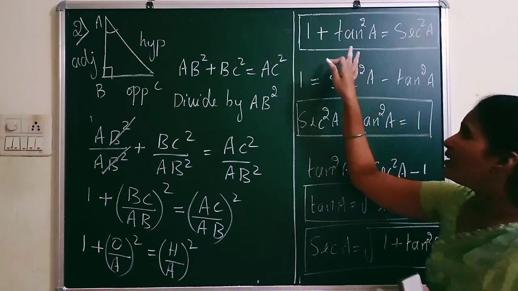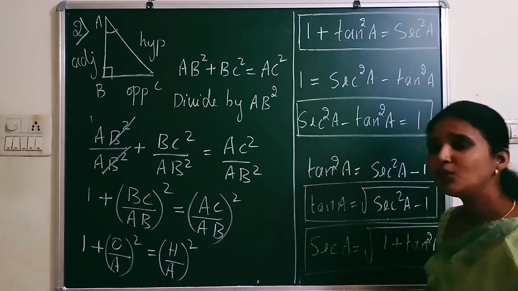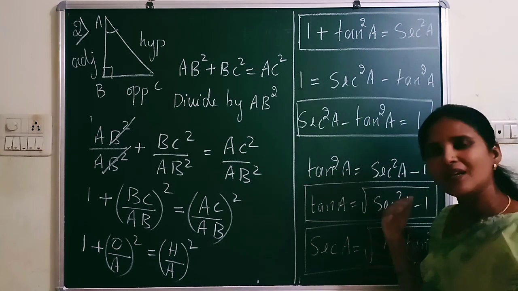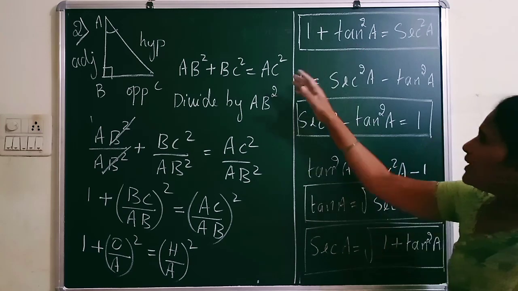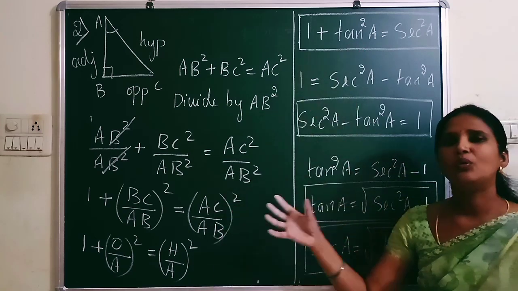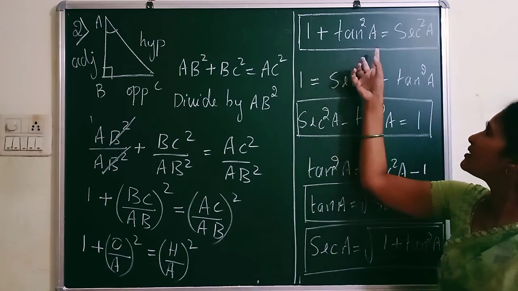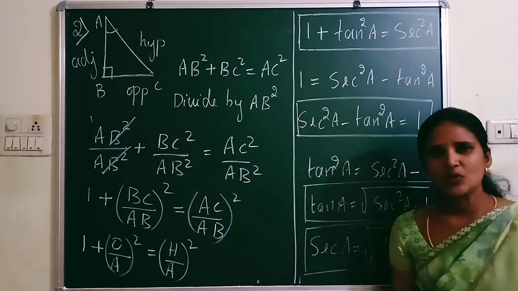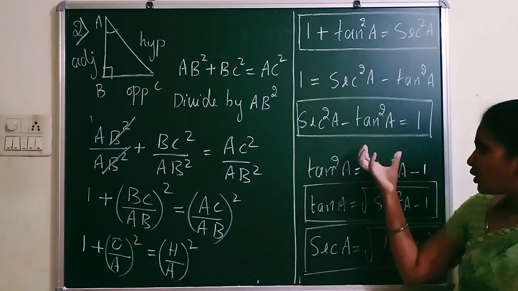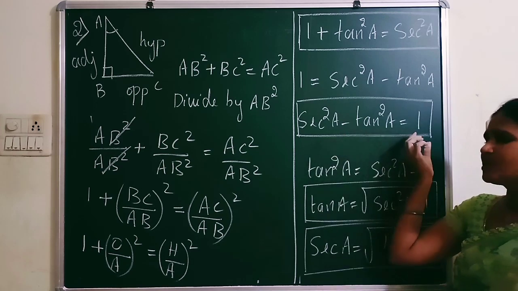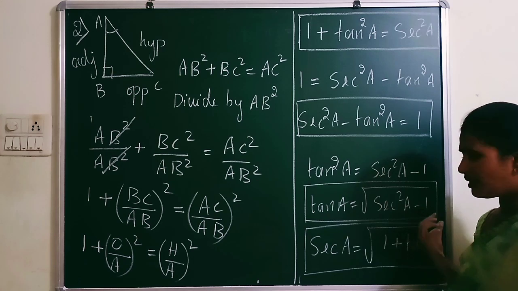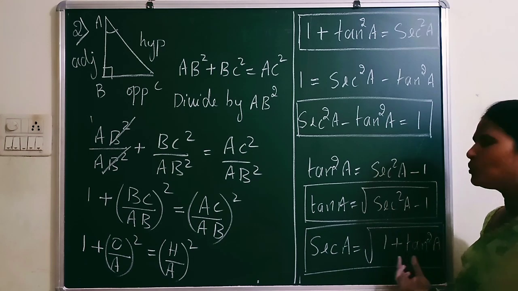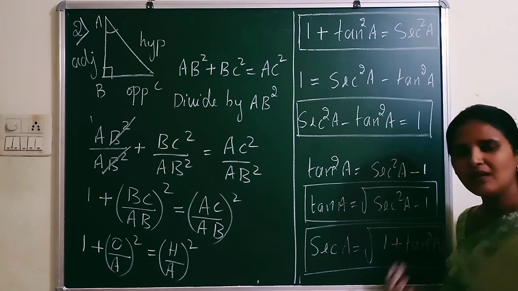Once you remember the main identity, even if you can't memorize these, you will get them automatically when you solve from it. So with this I completed the second identity. You learned how to prove it: 1 plus tan square A equals secant square A. From this, keep in mind, you can write secant square A minus tan square A equals 1. Tan A equals root of secant square A minus 1. Sec A equals root of 1 plus tan square A.